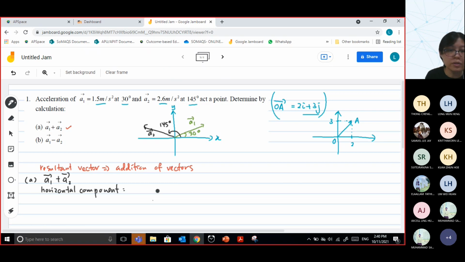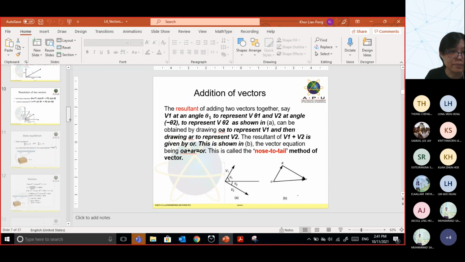Okay, so your horizontal component, right? When we look at here, start with A1. A1 is actually 1.5, the acceleration. 1.5 multiply with cos 30 degree. Then come to the second acceleration, 2.6, multiply with cos. Remember, you can follow the way you do it for this one.